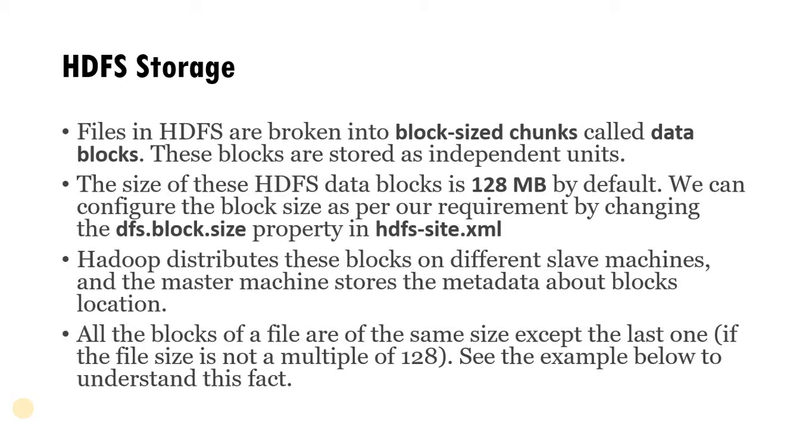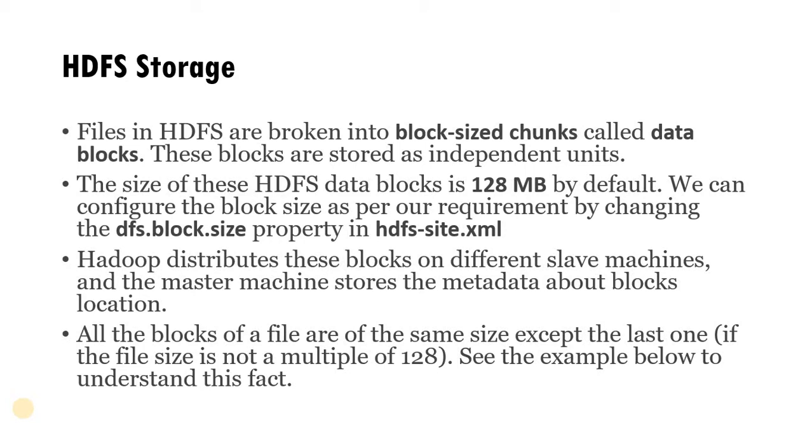So in our previous lecture we have seen the architecture of HDFS, and we have also seen that all the real data are stored at the data node. So how is this data stored? Files in the HDFS are broken into block size chunks called data blocks. Suppose I want to upload one file, the data of that file is divided into blocks, and these blocks are stored as independent units. The size of the HDFS data blocks is 128 MB by default.